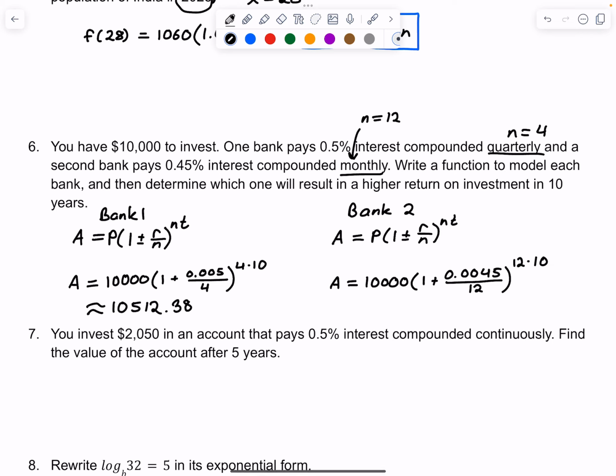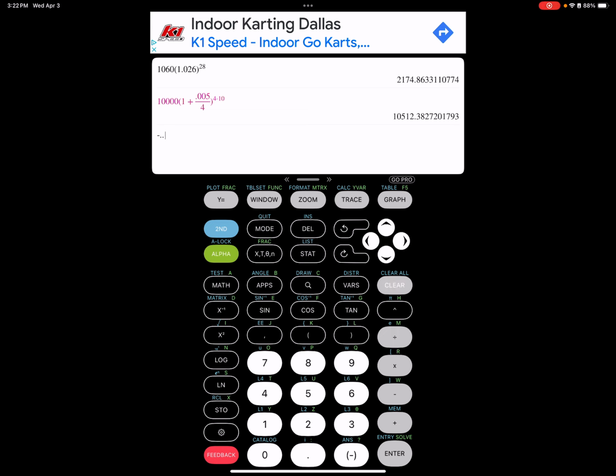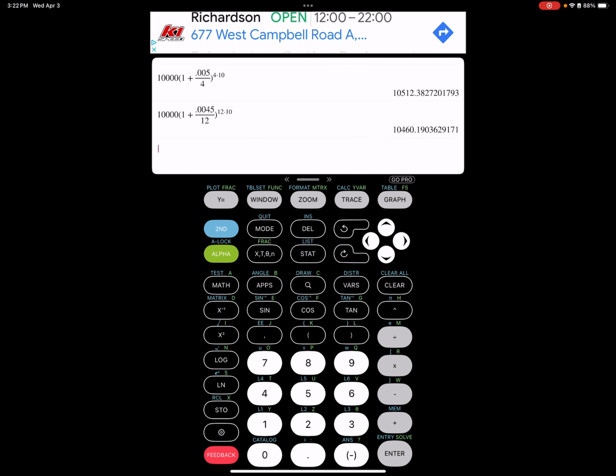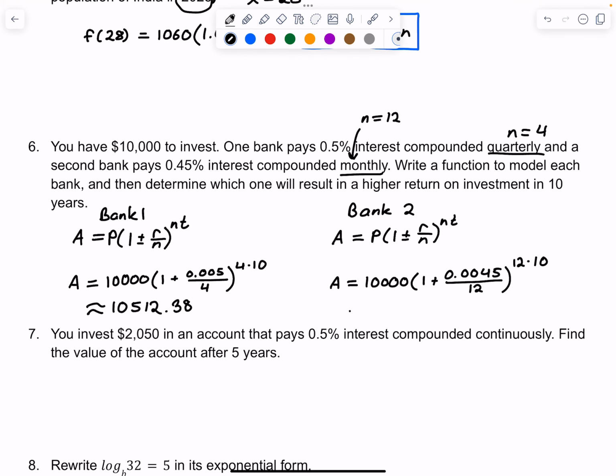Over here, the other one will be very similar, but instead of 4, it'll be 12, and instead of 0.005, it'll be 0.0045. So we're going to do a very similar thing, but instead of 4, it'll be 12 in both places, and instead of 0.005, it'll be 0.0045, and that should do it. And that will give me $10,460.19. So bank 1 is going to give me a higher return on my investment.